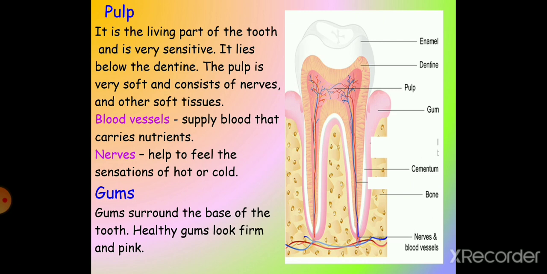The nerves and the blood vessels actually play a very important role. The blood vessels carry the blood that carries nutrients. So, blood vessels actually carry blood that provides nutrients to the teeth. It provides nourishment to the teeth. The nerves, on the other hand, help to feel the sensations of hot or cold.